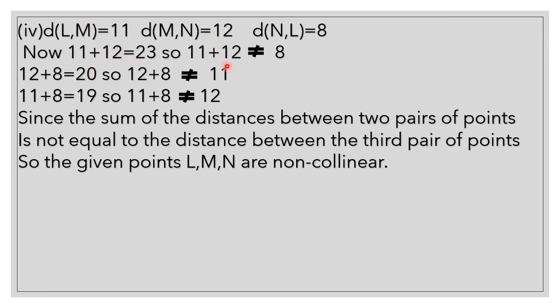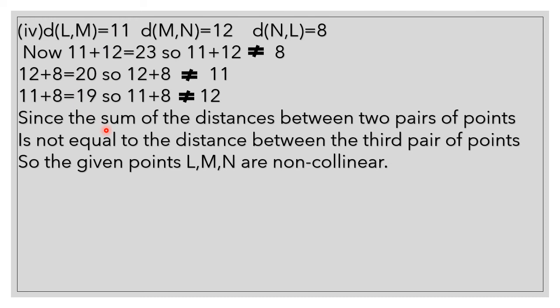So 11 plus 12 is equal to 23, and that is not equal to NL. So what we have got here is that distance LM plus distance MN is not equal to the distance between the points N and L. In the second case, we will consider the distance between these two points here and the distance between these two points here. We will add these two and check whether that is equal to the third given distance or not. If we add the distance MN and the distance NL, that is 12 plus 8, it will give us 20, and that is not equal to 11.